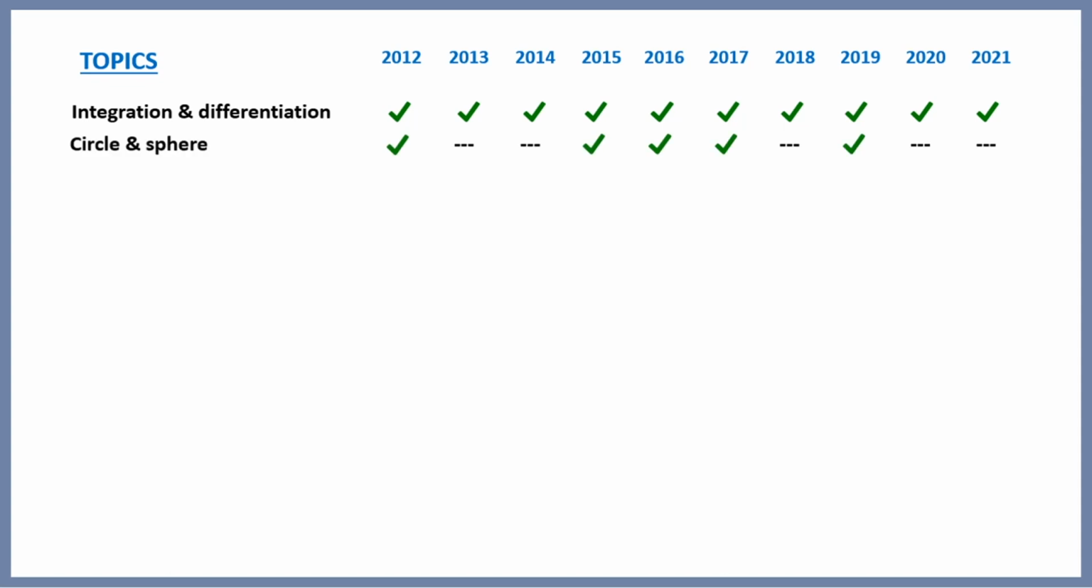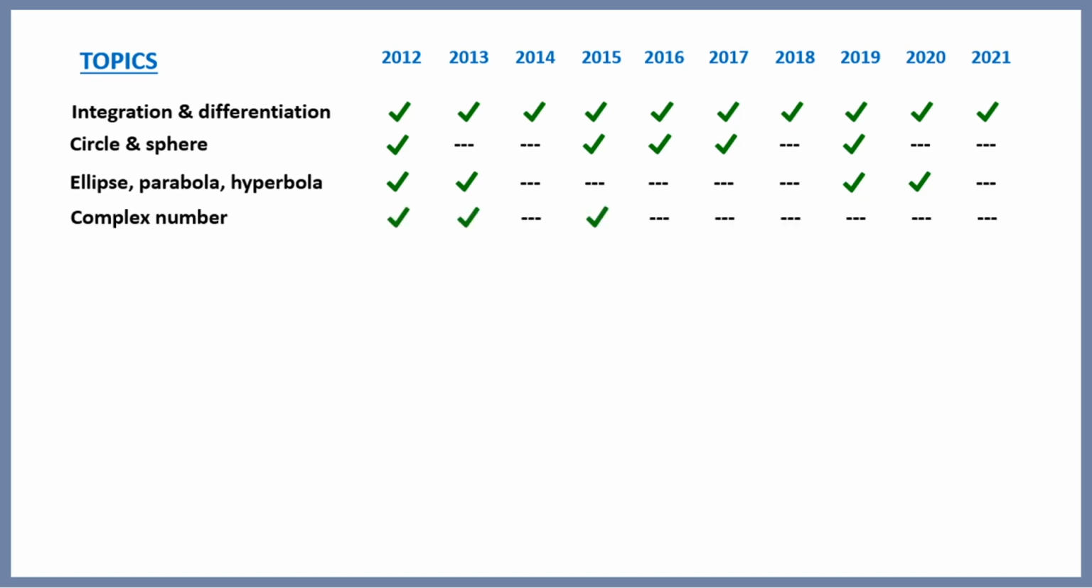Next, circle and sphere. And with it come ellipse, parabola and hyperbola. I can say this is the second most frequently asked topic. As you can see, almost every year questions were asked from the circle, sphere portion or conic portion. Only in 2014 and 21 there was no question from these.